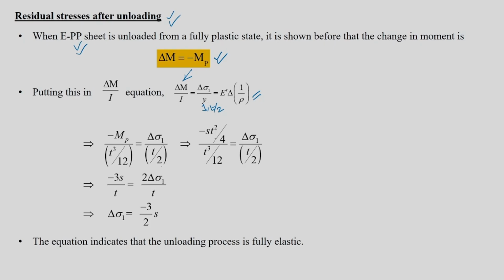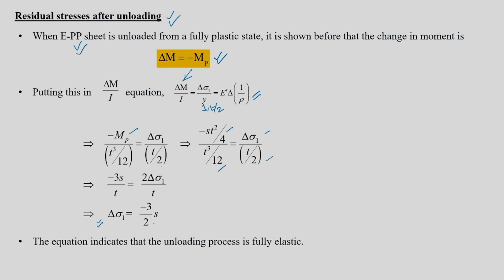Okay. So, my MP is known, S T square by 4, T cube by 12, T by 2, del sigma 1. So, from this if you calculate del sigma 1, it will lead to a simple interpretation, which is nothing but minus 3 by 2 S. So, this del sigma 1 is going to be equal to minus 3 by 2 S when you unload it.